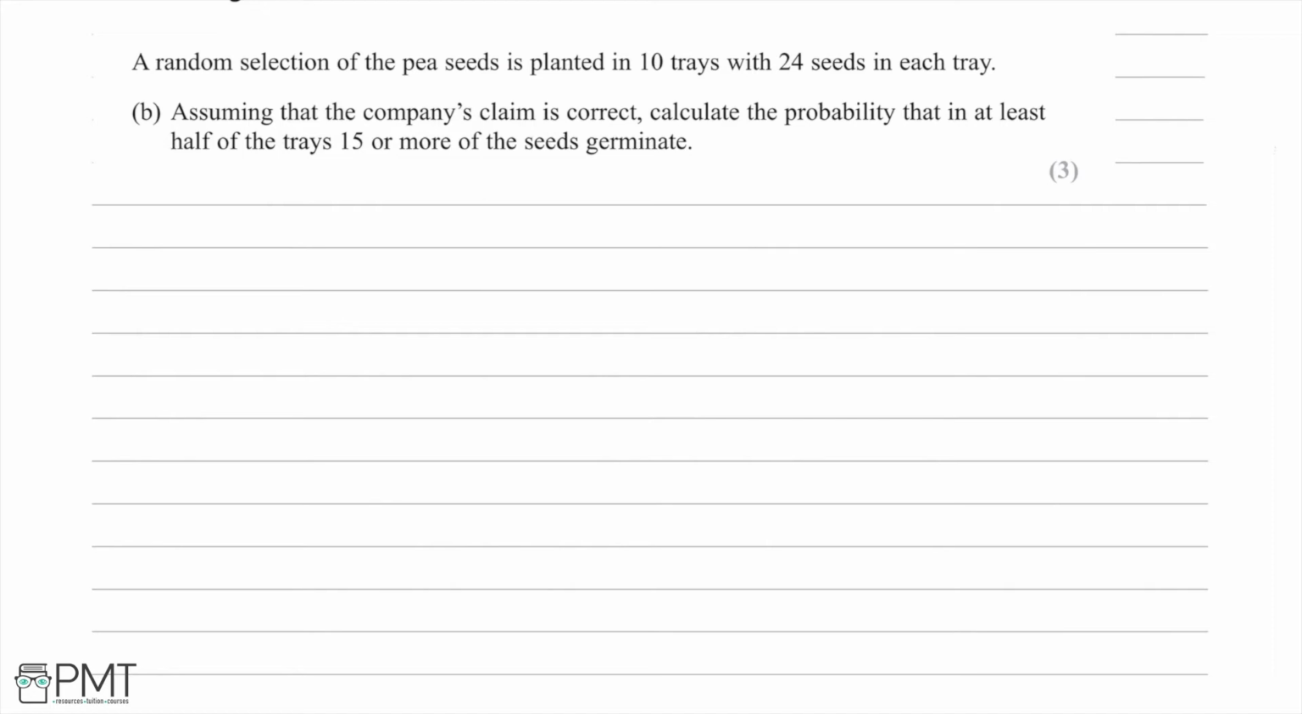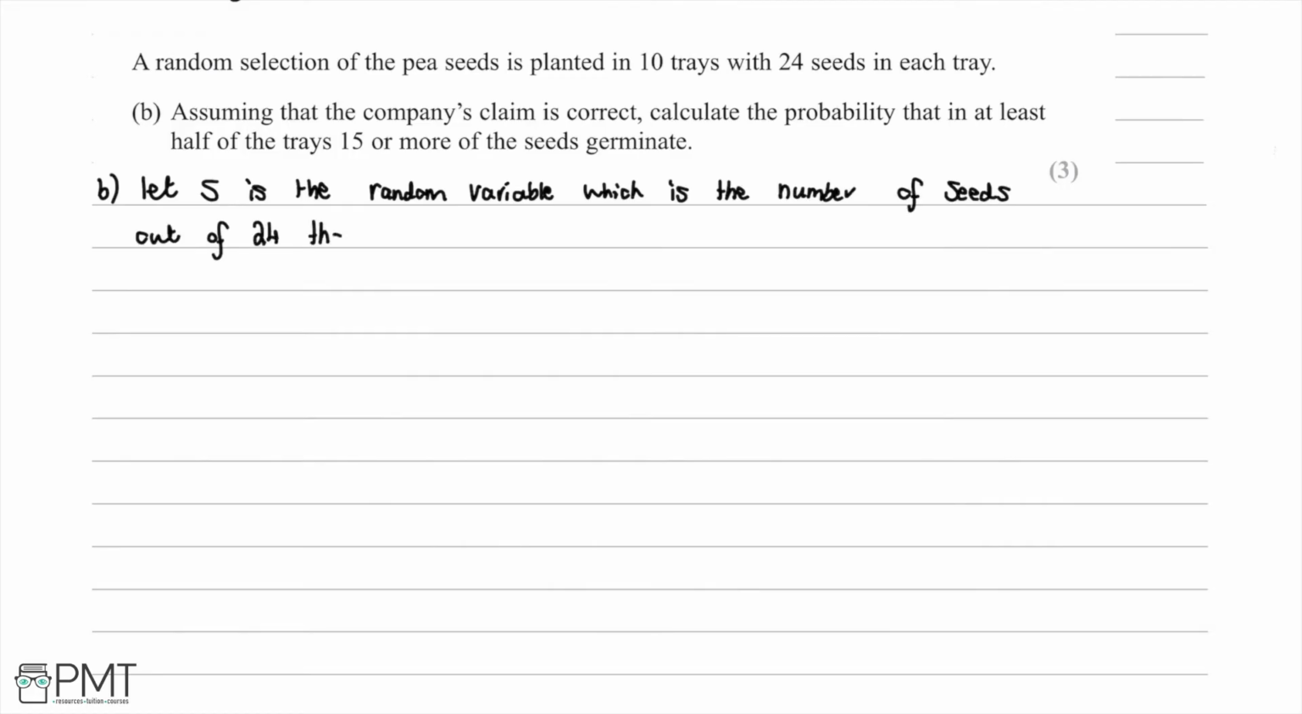So to begin, why don't we say that S is the random variable, which is the number of seeds out of 24 that germinate. We're going to have a binomial distribution. We know this because we have a repeated number of trials. So we have 24 seeds, so that's doing something 24 times. So we can therefore say that S is going to be binomial distributed, and we know that n is going to equal 24, and the probability p is going to equal 0.55, and this is because the company claims that 55% of its pea seeds germinate. So therefore our binomial distribution will be 24, and the probability is 0.55.